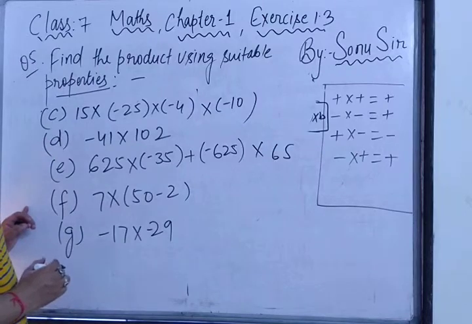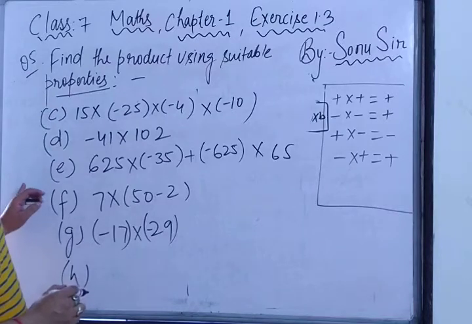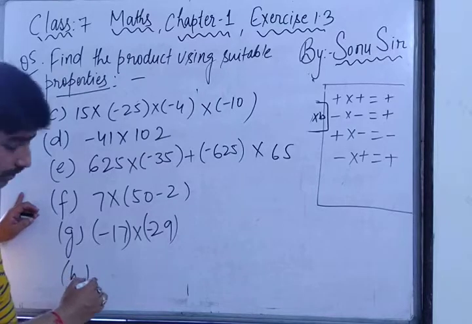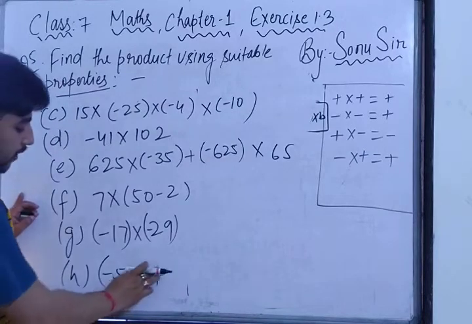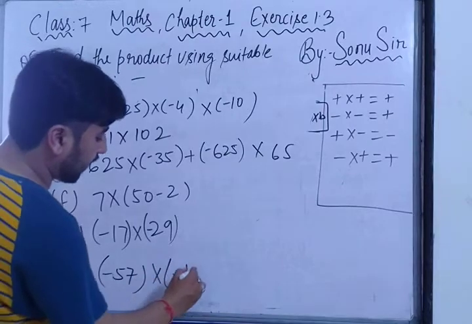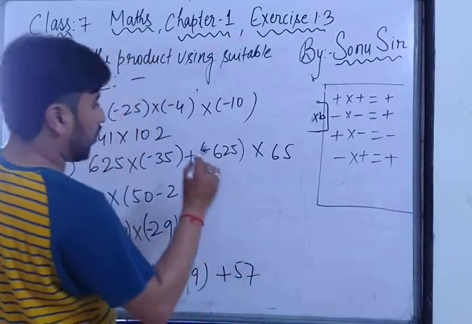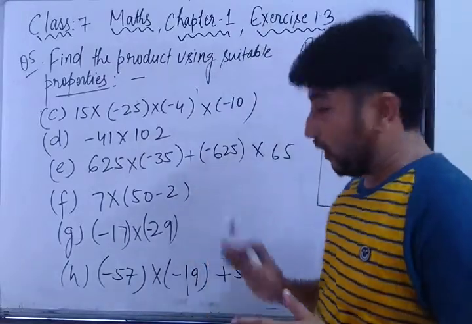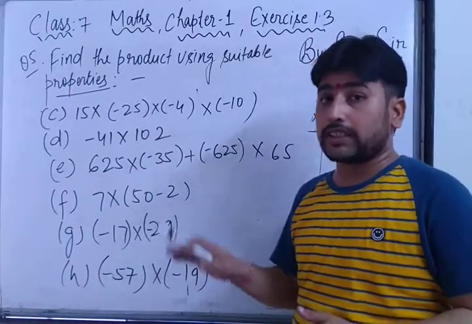And the last but not the least question, you can do all these questions by yourself. That's why I am giving them, so that you can solve these questions by yourself. H is minus 57 into minus 19 plus 57, sorry, not plus, it's multiply. Minus 57 multiplied by minus 19 plus 57. I hope you will solve all these answers by yourself. This is your worksheet, this is your homework, you have to do it by yourself. If you don't know how to solve, then I will solve it for you in the next video. But you have to comment that, sir, I don't know how to solve.